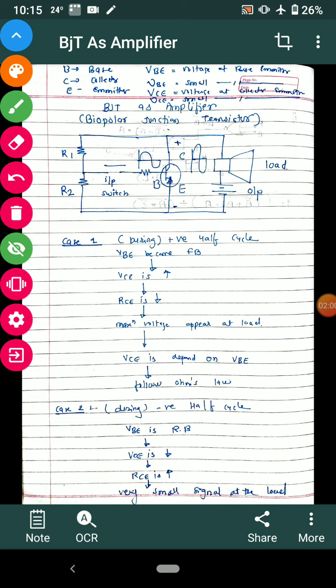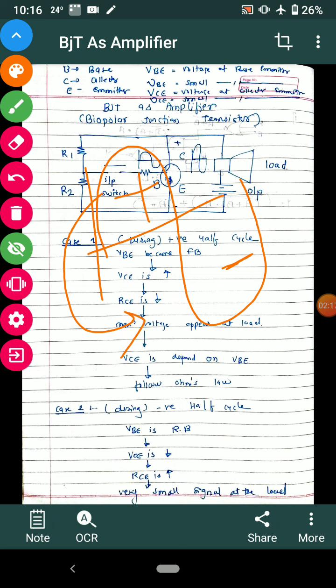We check the final information when the switch is closed. The operation is considered in two forms: this is the positive half cycle and this is the negative half cycle. During the positive half cycle it is case 1, and during the negative half cycle it is case 2. This operation is very simple, and you can memorize it in a simple way.